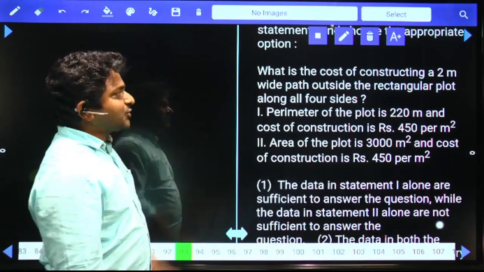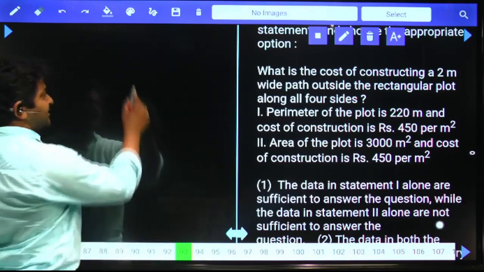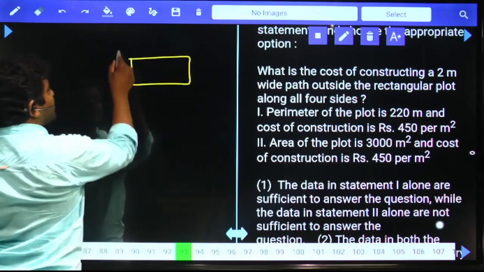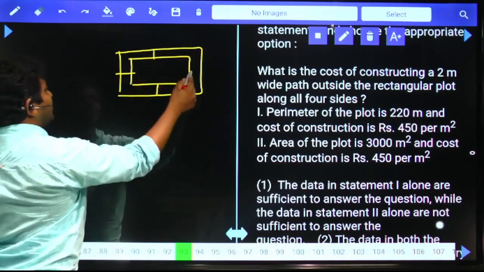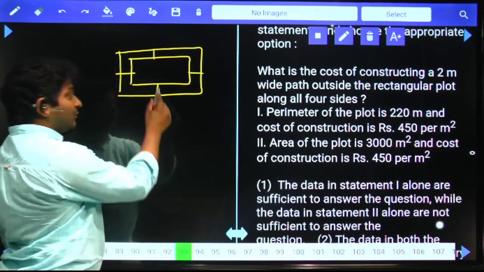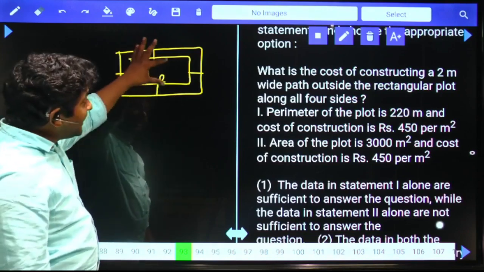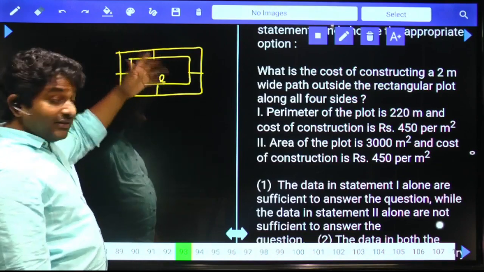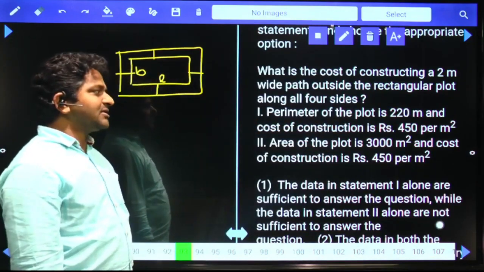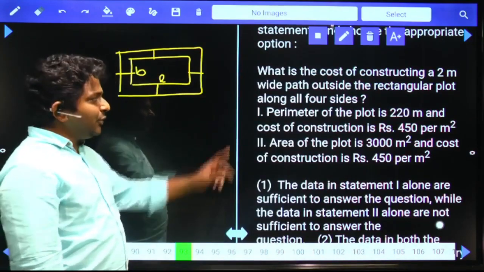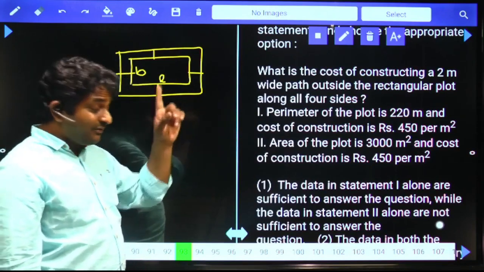What is the cost of constructing a 2 meters wide path outside the rectangular plot along 4 sides? We have a rectangular plot, and outside we need to construct a path with a width of 2 meters. What exactly is required? You need to know the length and breadth of either the inner rectangle or the outer rectangle. Anything is fine. The perimeter of the plot is 220 meters and the cost of construction is 450. Using only the perimeter, can we get the answer? Definitely yes.